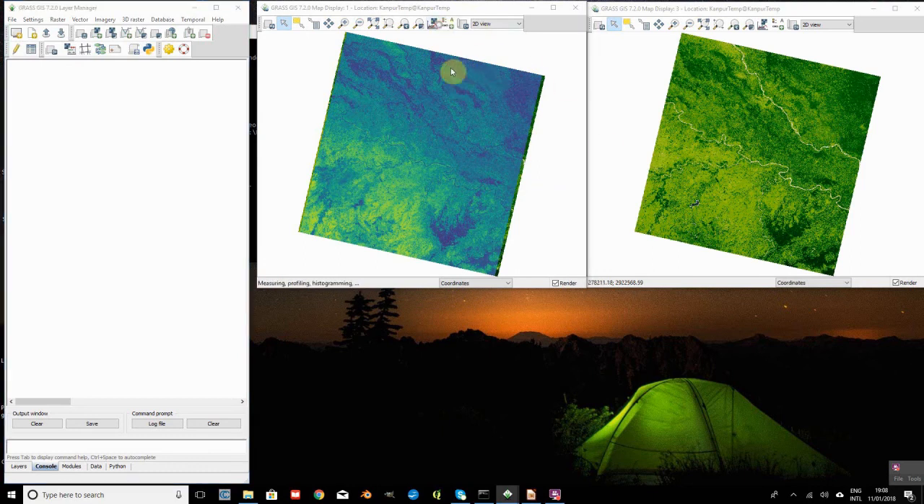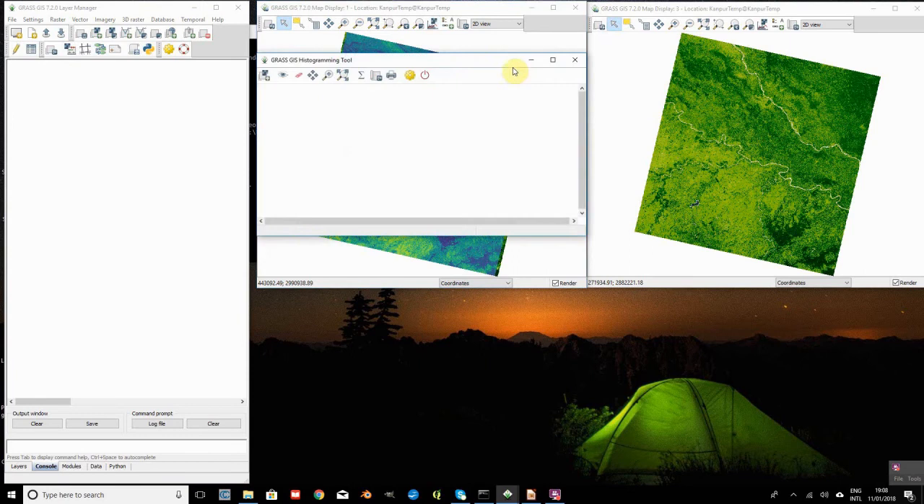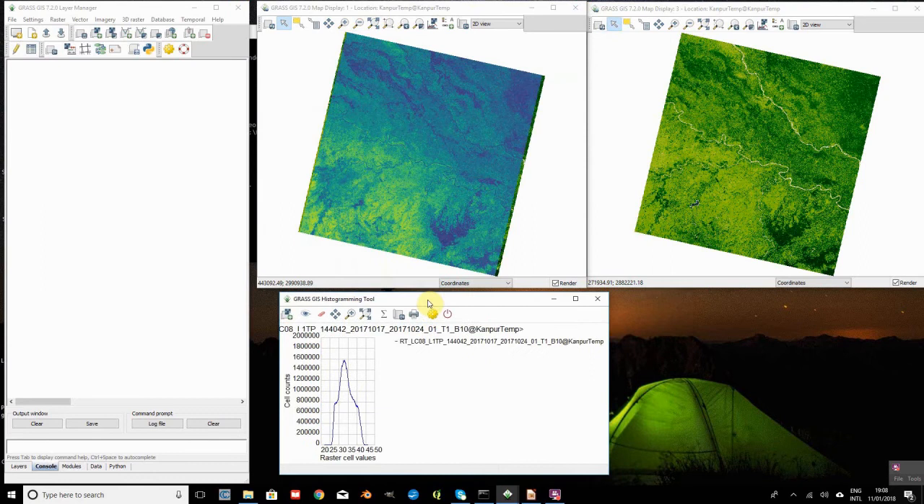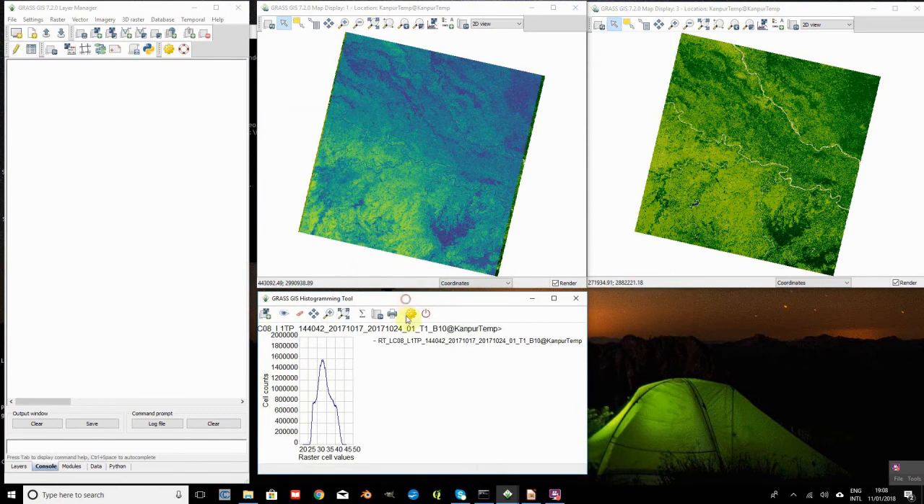In case you've forgotten, let's do a little histogram of this raster map. It takes an instant to calculate, but it will eventually. So there we go. Now these are temperatures in Celsius, remember. What we've done here in actual fact is to calculate the top of atmospheric temperature.